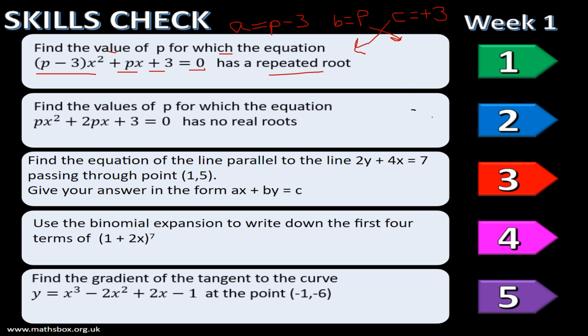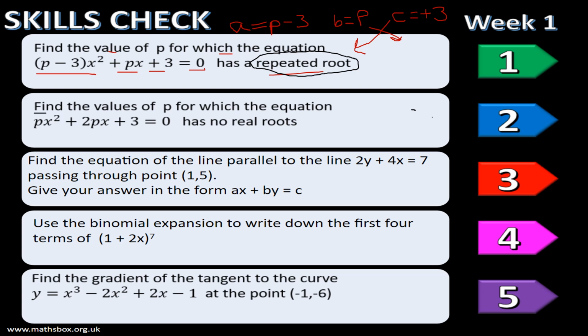Again, I'll cover that more in the future. But the key thing to remember is that when it's a repeated root, it means that the discriminant is equal to 0. So the bit underneath or inside the square root as part of the quadratic formula, b squared minus 4ac, is equal to 0. What about this next one?